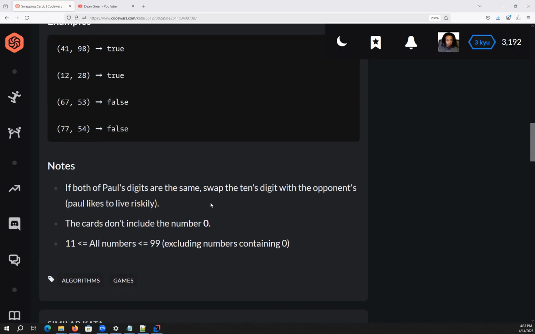Another little rule here is that if both of Paul's digits are the same, you swap Paul's tens digit with the opponent's tens digit. So, something like this. This would be Paul's, this is the opponent. You take Paul's tens digit, and it really doesn't matter because they're both the same, but you take Paul's tens digit and swap it with the opponent's, and that's going to give you 3776, and then Paul would lose that one. That would be a big fat loser, as the sports junkies say.